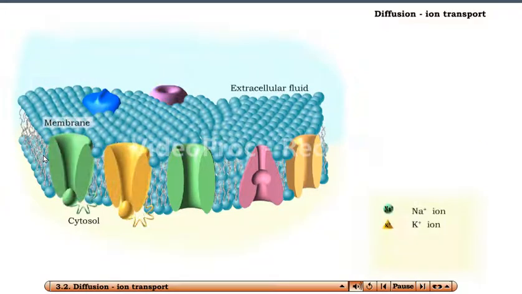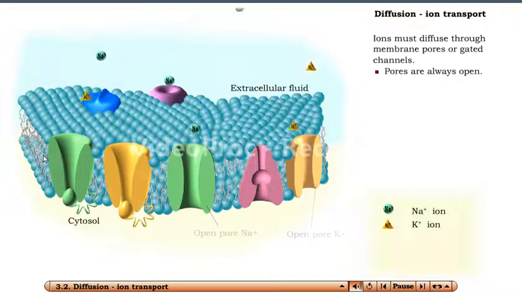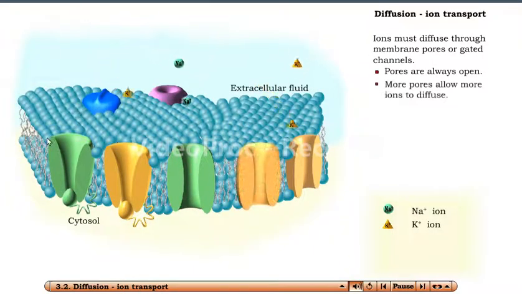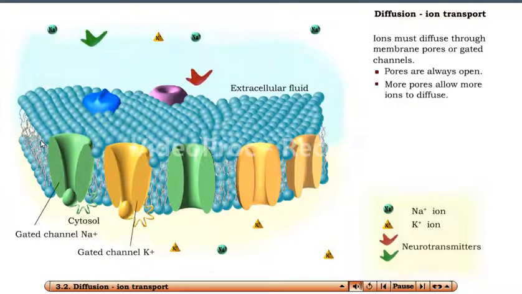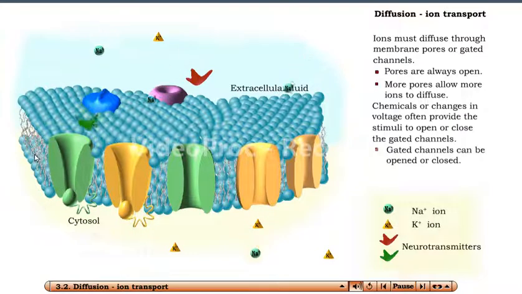Charged molecules, like ions, diffuse through the plasma membrane via membrane proteins. Leakage pores are always open. The number of pores or channels determines the amount of ions that diffuse across the membrane. Gated channels are opened when they bond to chemicals or experience changes in voltage.